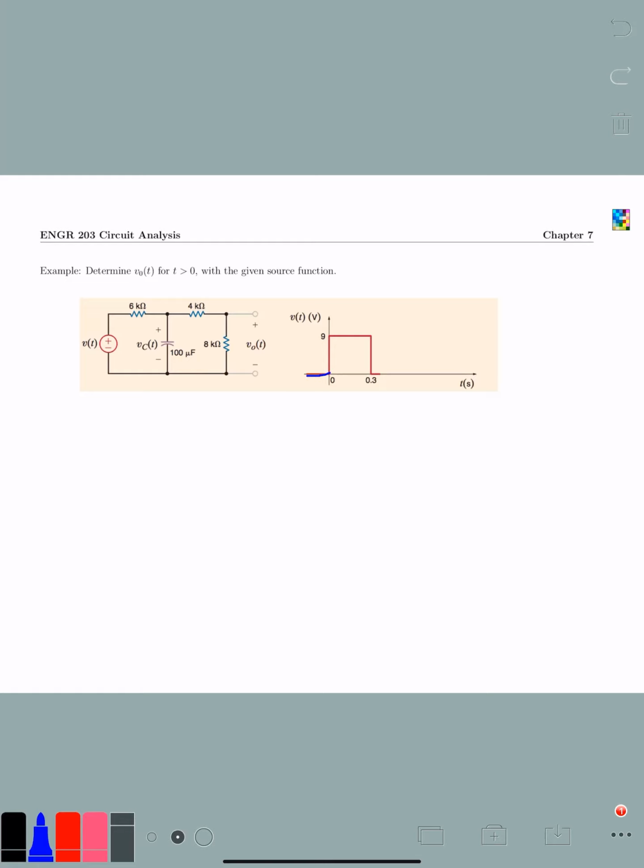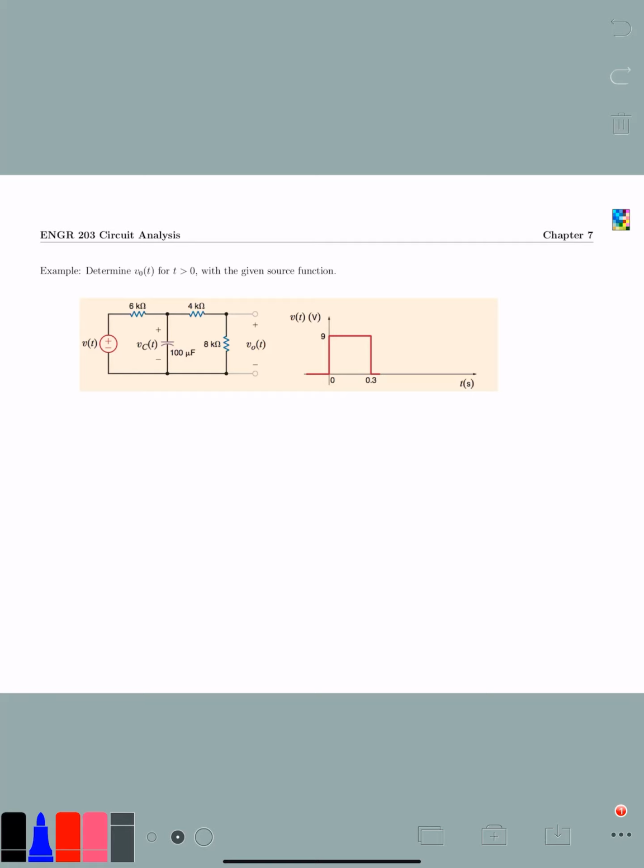an input voltage here and it looks like this. And so the thing is, it starts out at 0, it then gets switched on to 9 volts, but then after 0.3 seconds it gets switched back off. So that means there's in fact 2 switchings that are happening here, and we're going to have to go through our whole Chapter 7 process for each one of the switchings.